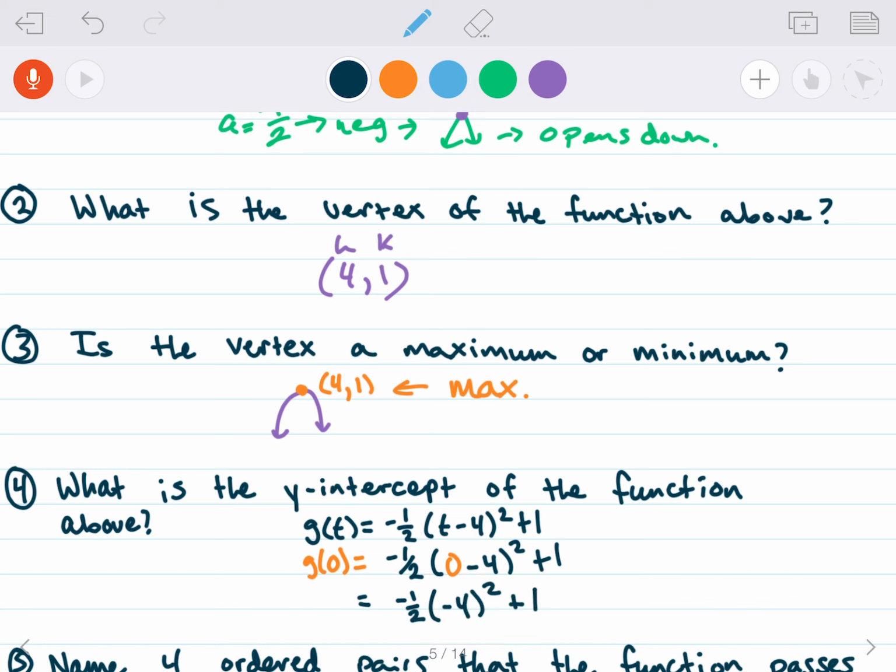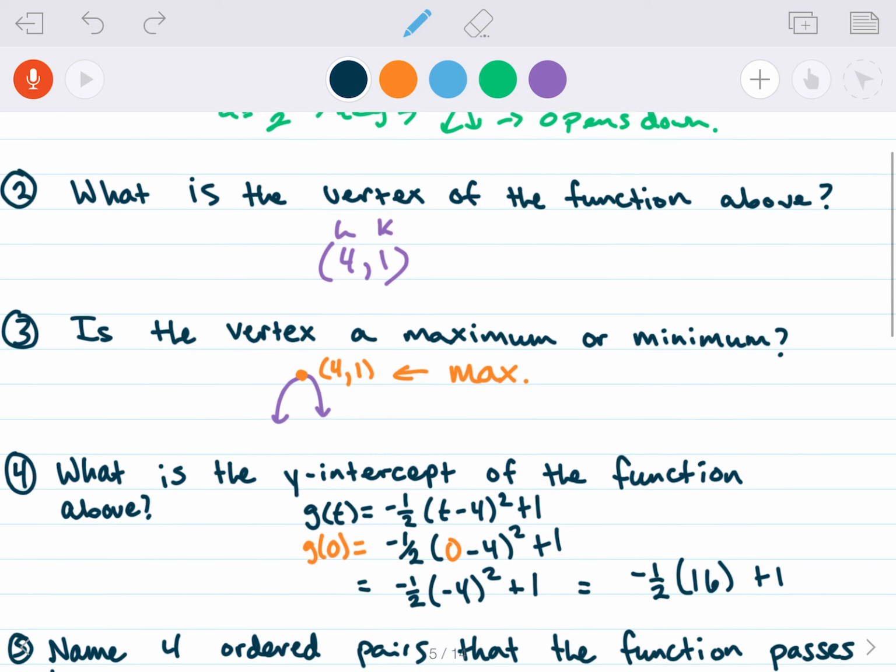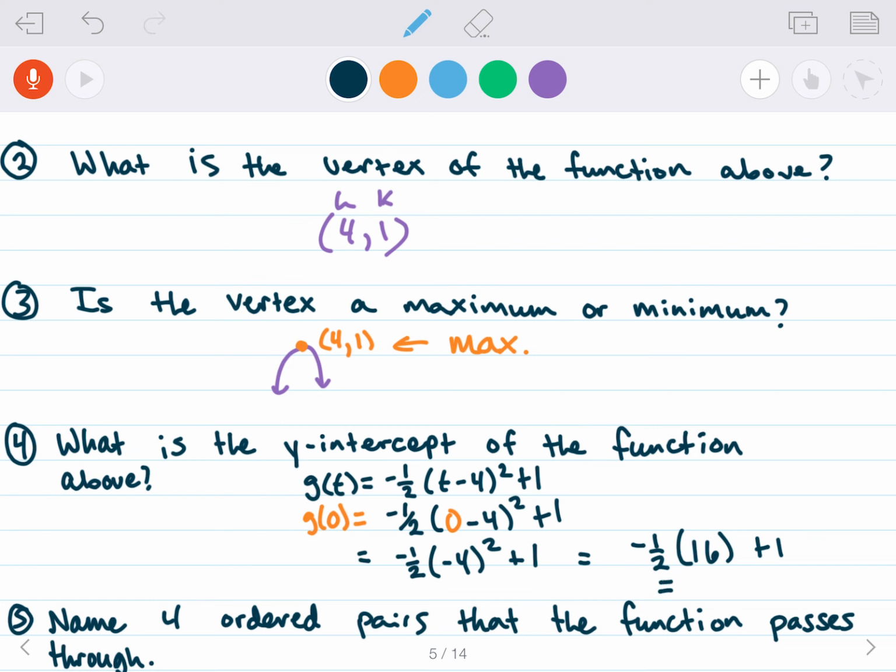The next thing in PEMDAS is the exponent, PE, PEMDAS. So negative 4 squared is 16. So I'll do that. So this is negative 1/2 times positive 16 plus 1. Next comes multiplication. Negative 1/2 times 16, or negative 16 divided by 2, if you like that, is negative 8. Plus 1 is going to give us a final answer of negative 7.